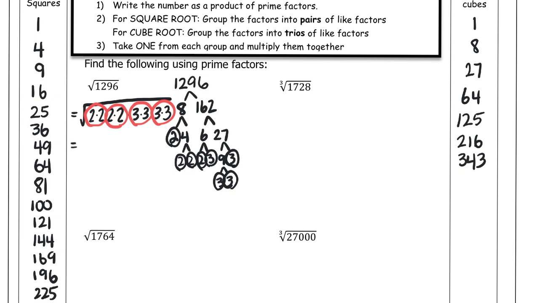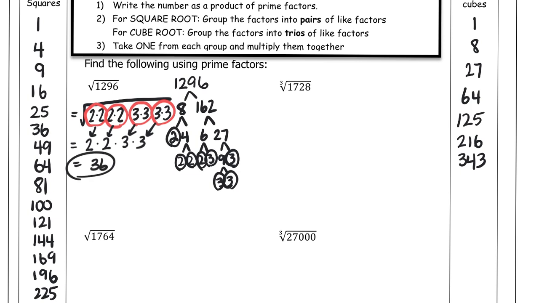So the square root of 1296 will be 2 times 2 times 3 times 3. So I've taken 1 from that group, 1 from that group, 1 from that group, 1 from that group, and I multiply that all together, and I get 36.